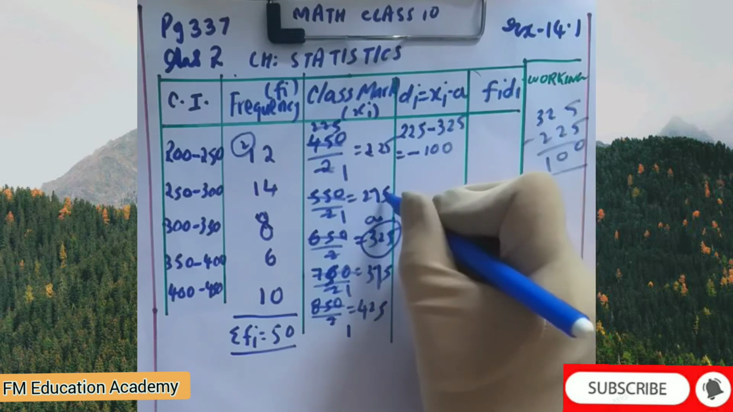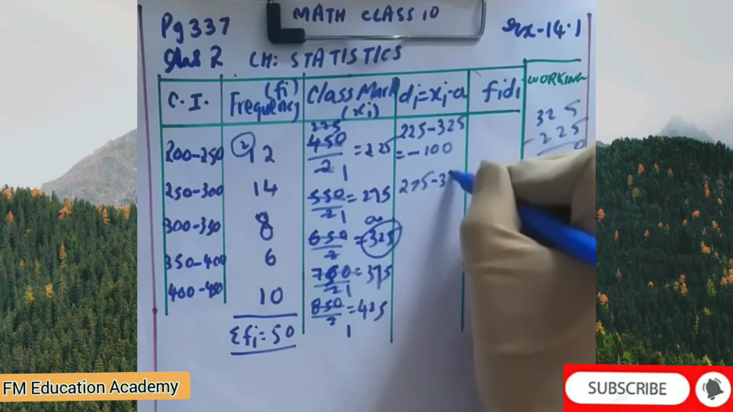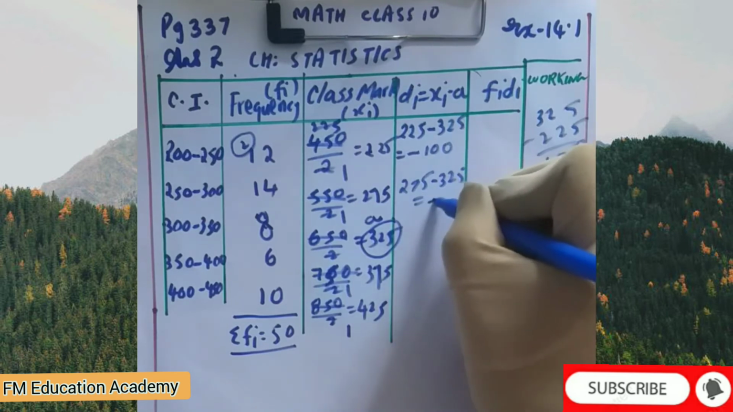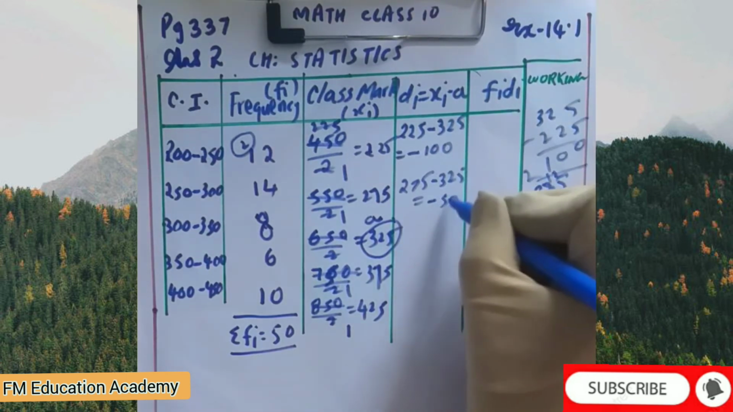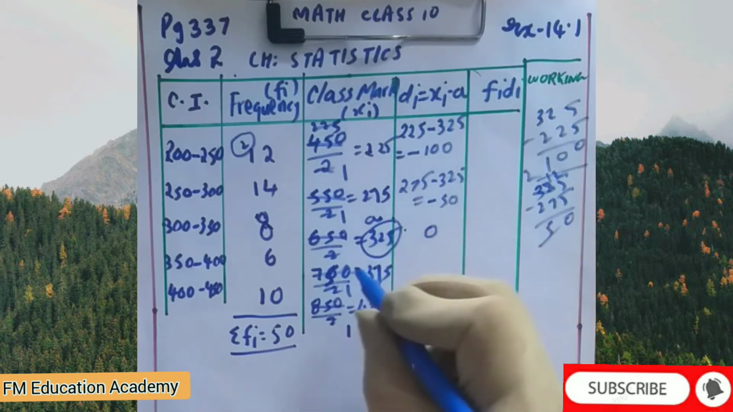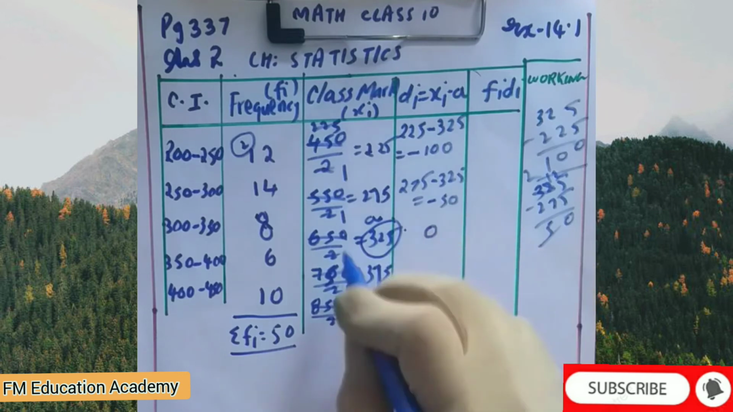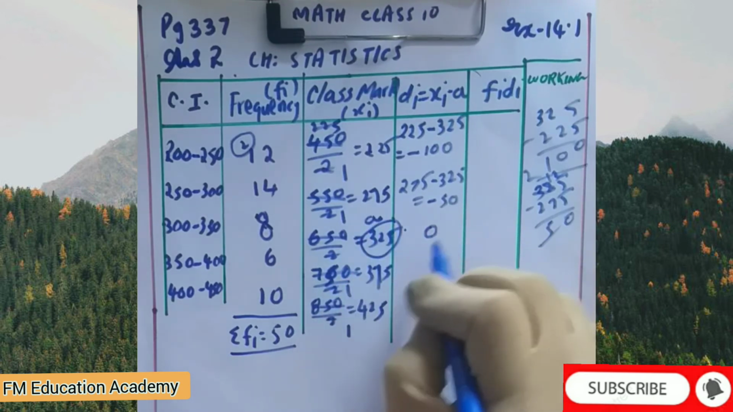Next, similarly, xi here is 275 and a is 325. So again the bigger number is 325. So minus, 325 minus 275 is 50. Next, 325 minus 325 is 0. Always remember, the row of di which corresponds to xi equal to a will be 0.